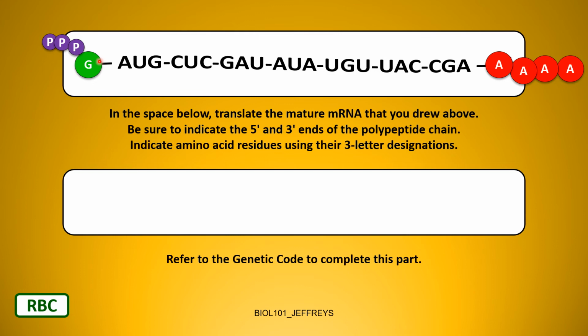Okay, but when we translate the message now, when we make the polypeptide and ultimately the protein, we don't need these things. All right, so it says in the space below, translate the mature message that you drew above. Here it is. Be sure to indicate 5' and 3' ends, and indicate amino acid residues using their 3-letter designations. And then your instruction also says refer to the genetic code to complete this part, because you're not going to remember what the 3-letter designations are for these amino acids. Okay.